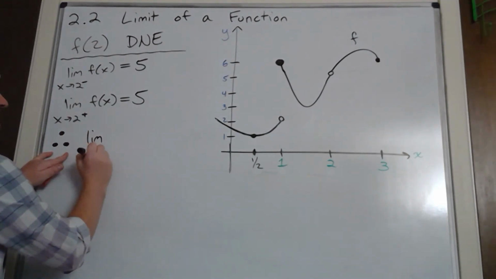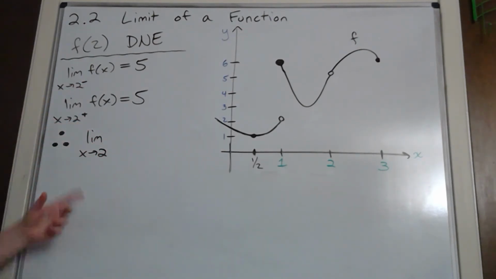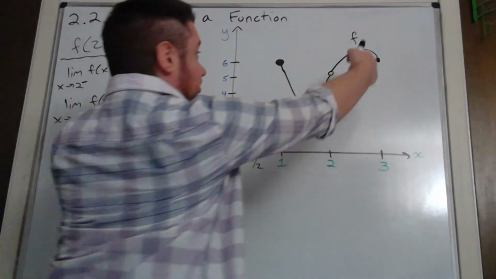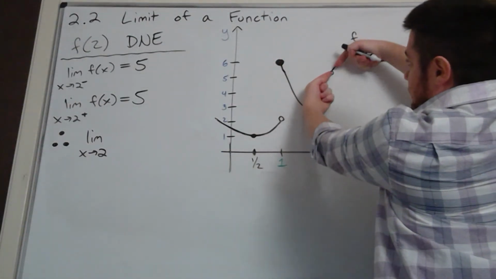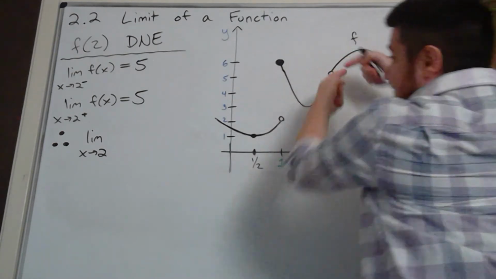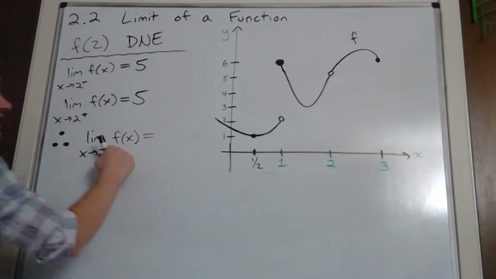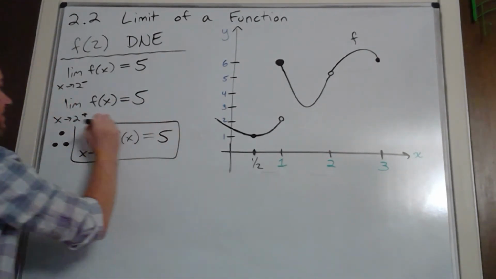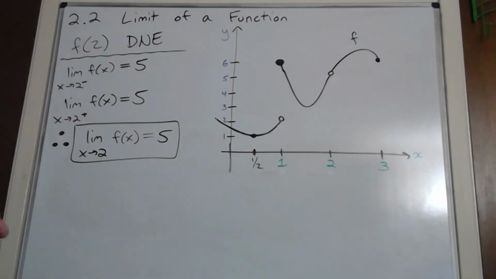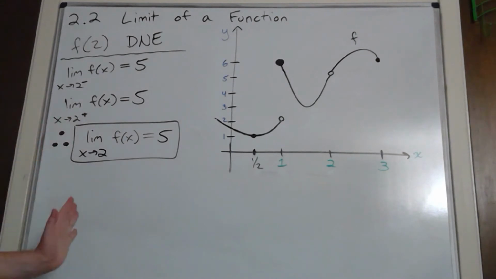The limit as x approaches 2, without one of those little superscripts. So just in general, as x goes to 2, the function is going to 5, right? These two positions are sort of meeting right there at that height of 5. So the limit as x approaches 2 of f of x is equal to 5, and there we go.